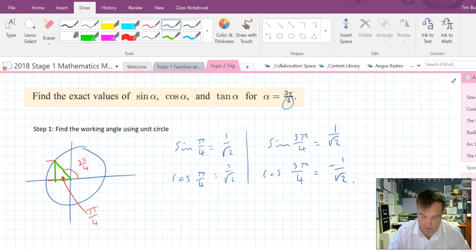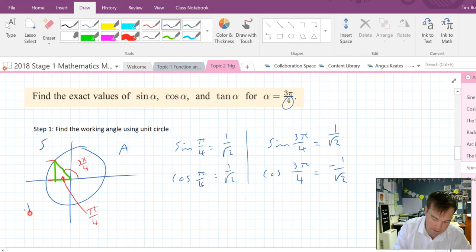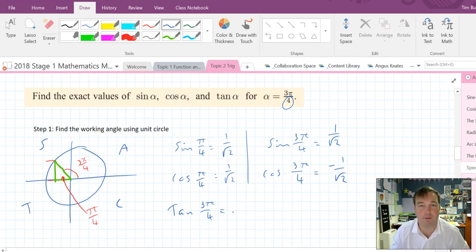Alright, now, this is where the A, S, T, C comes in, because you're thinking about which one will be positive and which one will be negative. In this case, only sine is positive in this quadrant, whereas both cos and tan are negative. We know that tan of 3 pi on 4 will be equal to the tan of pi on 4, but this time we're over here and it's negative, so it's going to be minus 1.